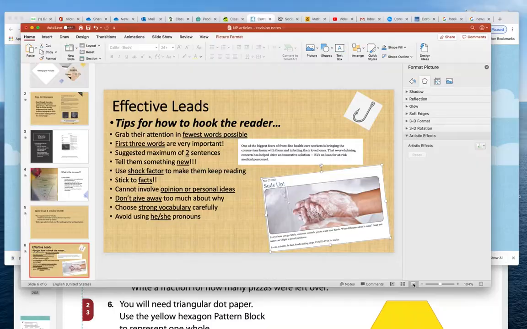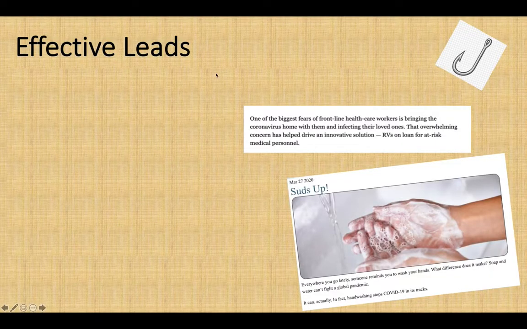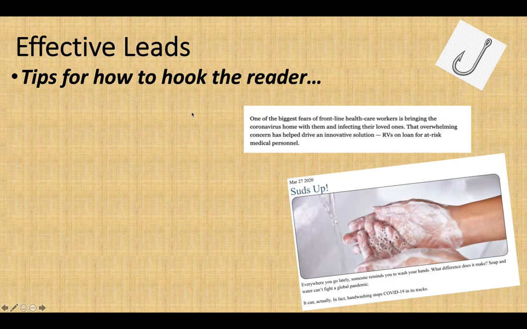So we're talking today about effective leads. I just did a little search online and found a couple of them, one you've already even read. The goal of a lead is to hook the reader so that they want to keep reading. You don't want to give away all the information right away. You want them to keep reading beyond the first thing that you have written.